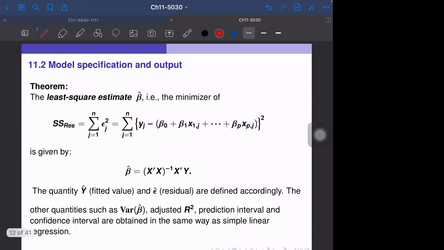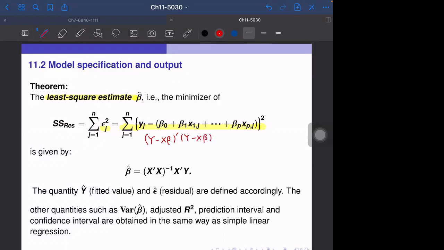And the least squares estimator. Now we would like to discuss how to estimate beta, and the least squares estimate beta hat is the minimizer of the sum of epsilon j squared. That is this term. And this is actually written, including the square term and the summation, as (y minus X beta) transposed times (y minus X beta).